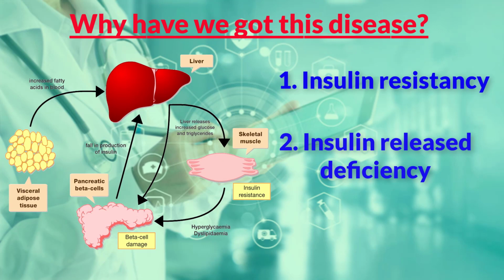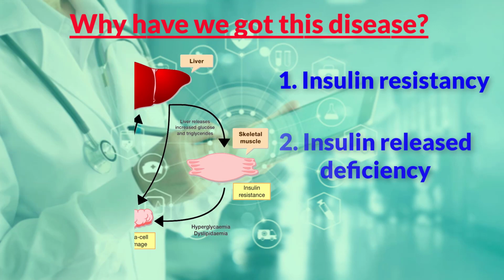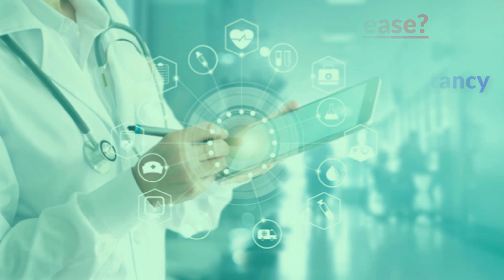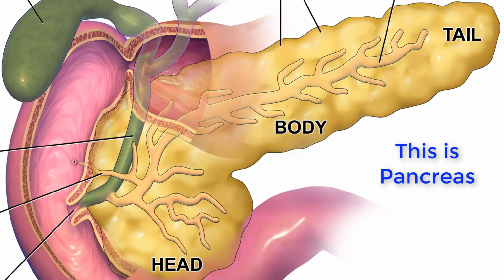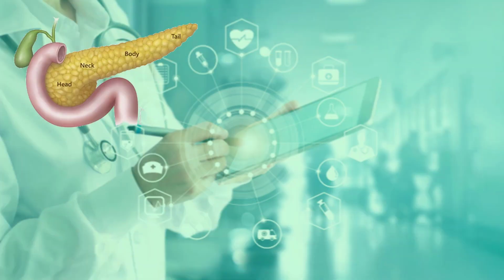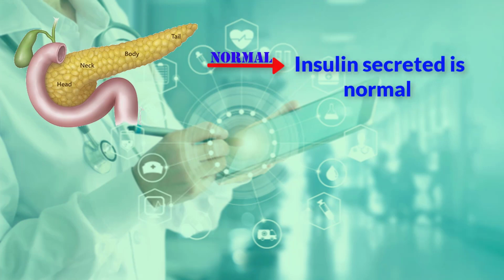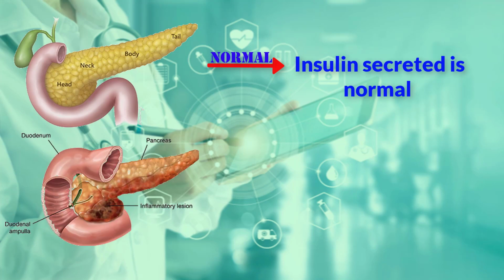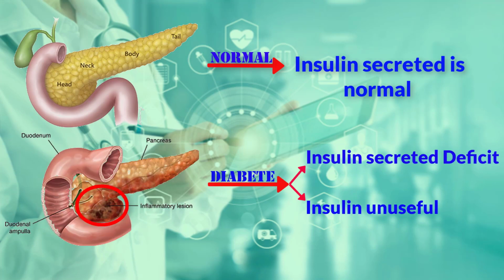Now I will show some images related to pancreatic issues. This is the image of the pancreas. Generally, the pancreas produces normal and useful insulin. When we have diabetes mellitus, the pancreas is broken, so it sometimes produces not enough insulin, or enough but useless insulin.